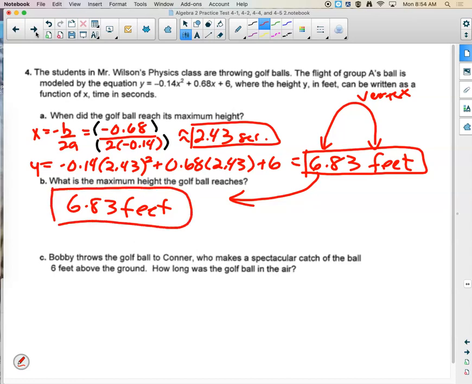So now, Bobby throws the golf ball to Connor, who makes a spectacular catch of the ball 6 feet above the ground. How long was the golf ball in the air? Oh my. So that means this right here, this y value is supposed to be a 6. Now, that's unless they changed the labels on us. Did they change the labels on us? Excellent. They didn't. Feet and feet. Love that. So now it looks like this.